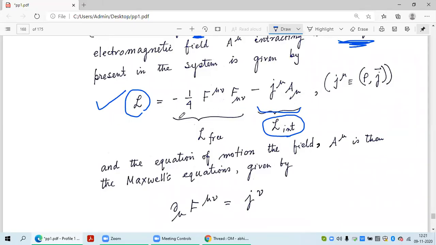So you have the free Lagrangian plus this interaction Lagrangian, which gives you the total Lagrangian of the system. Your system is now the electromagnetic field A mu itself as well as the charges and the currents in the system. So this comprises the whole system.